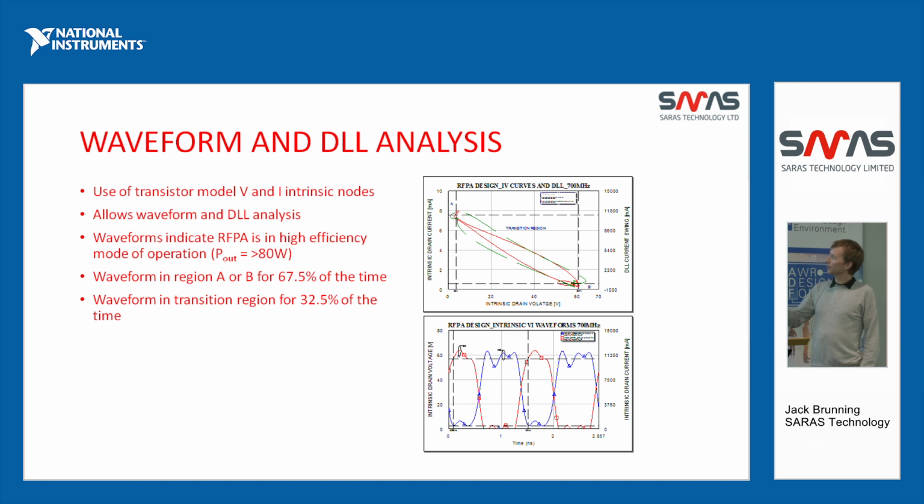You can then relate that back to the current waveform or the voltage waveform, and you work out in this case that it's in region A or region B 67.5% of the time, with the waveform in this transition region for about 32.5% of the cycle.